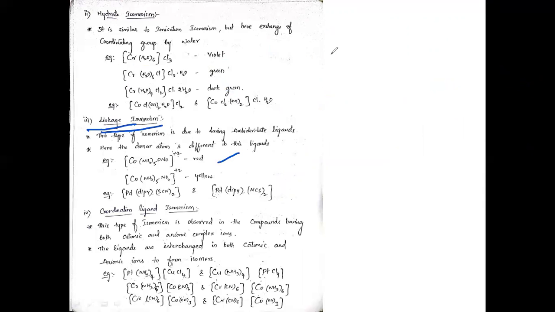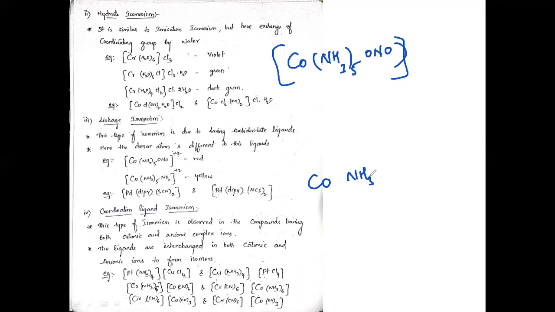This is also a very simple example. You can take this example: Co, and I will write NH3, taken 5 here, and I am writing ONO. I will take this complex, and then another complex, Co, NH3 taken 5, and here I will write NO2. I will write +2 and +2. So what is actually the difference between these two?